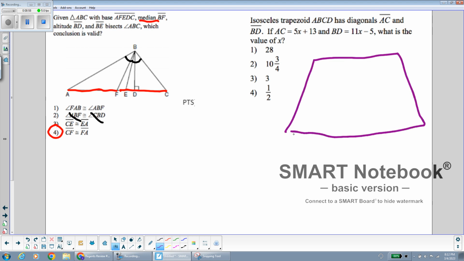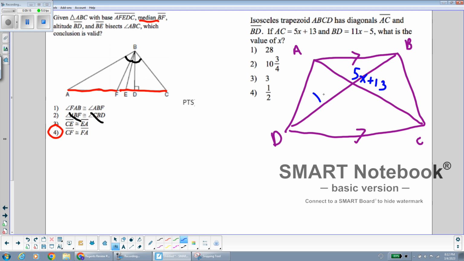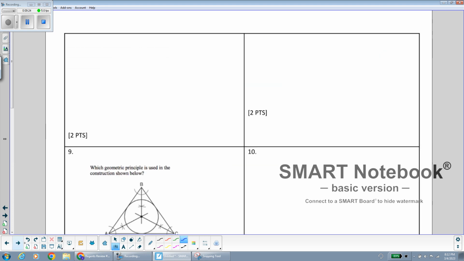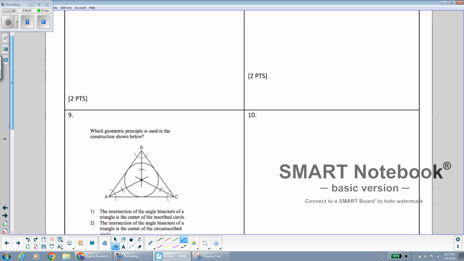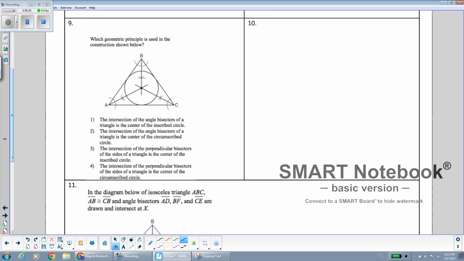Isosceles trapezoid. Remember, diagonals are congruent in an isosceles trapezoid. So if one diagonal is 5x plus 13 and the other one is 11x minus 5, all I need to do is set them equal to each other. And if you solve for x, you should get 3.